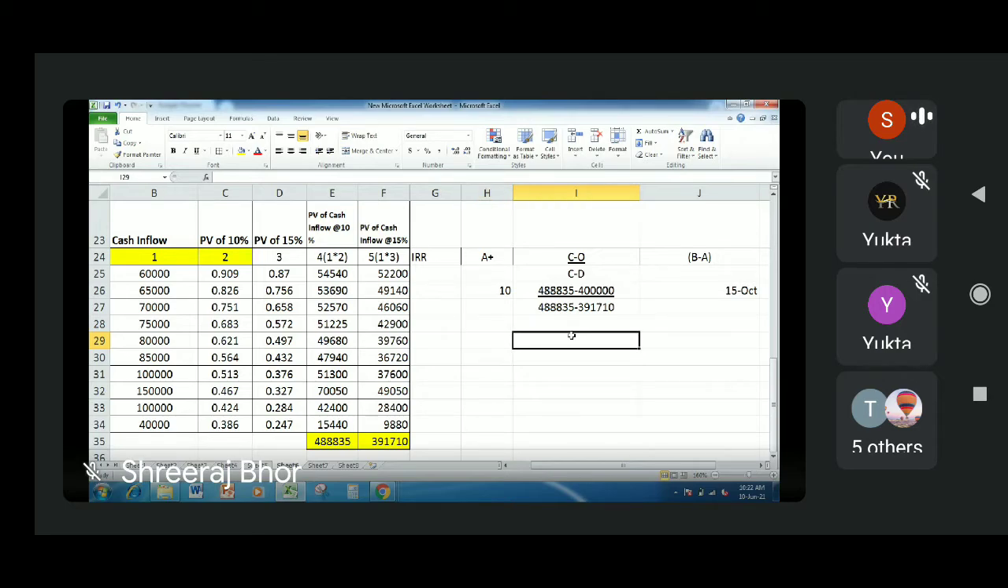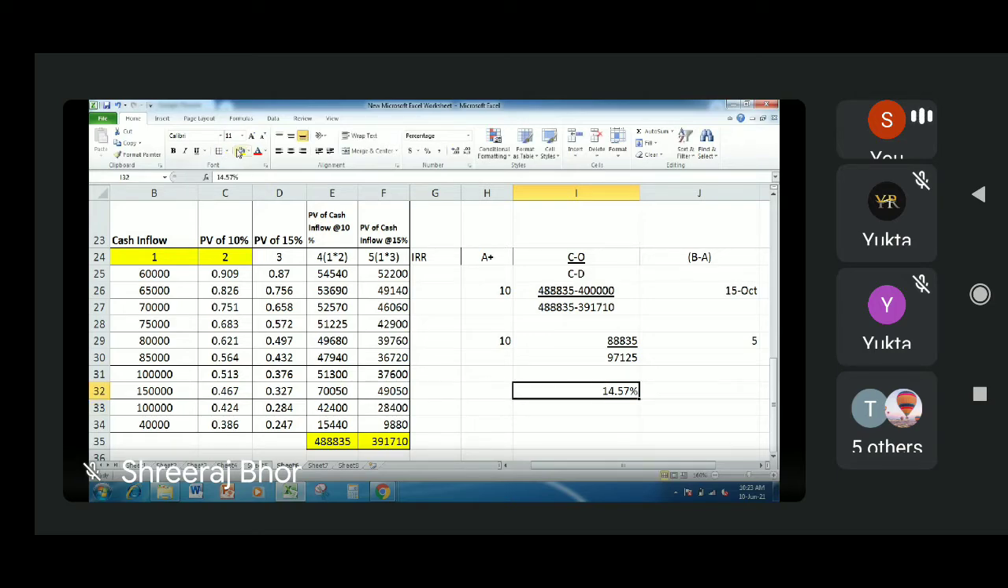Now if we calculate all these, divided by, minus and plus, we will get figures like 88,835 divided by 97,125 and 10 years is there. So 15 minus 10 is 5, and then if we calculate, the answer is 14.57%.